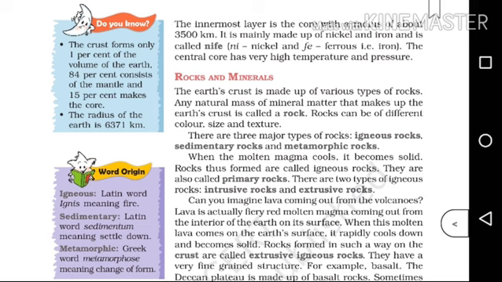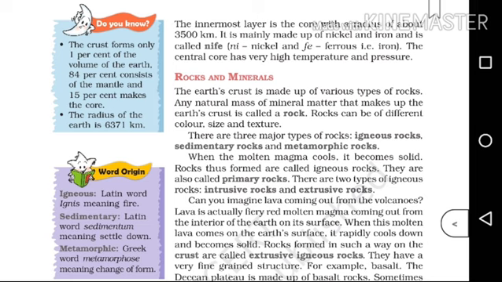So here comes a question. Which are the major types of rocks? So we can write down these three names of the rocks, and along with that we can also write the definition. So we can look into the definition. When the molten magma cools, it becomes solid. Rocks thus formed are called igneous rocks. They are also called primary rocks. There are two types of igneous rocks: intrusive rocks and extrusive rocks.